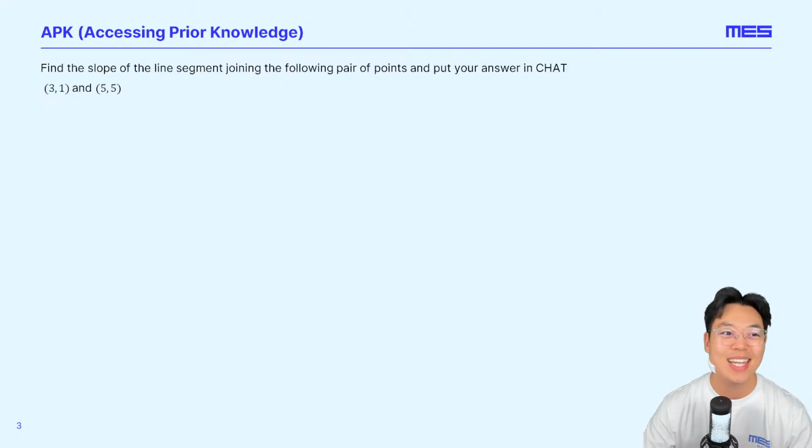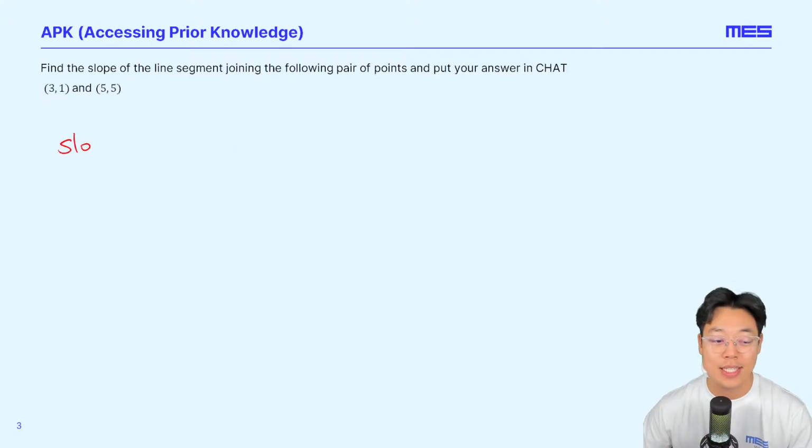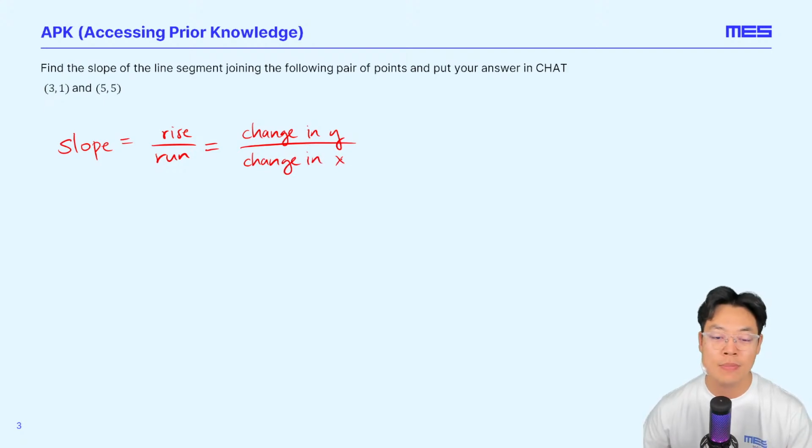So let's get started. Here's our APK. Find the slope of the line segment joining the following pair of points, and put your answer in the chat. The slope of a line segment, you may have seen it as rise over run. We saw this in pre-algebra. Rise over run is the change in y over the change in x. Now the change in y over the change in x is also known as delta y over delta x.